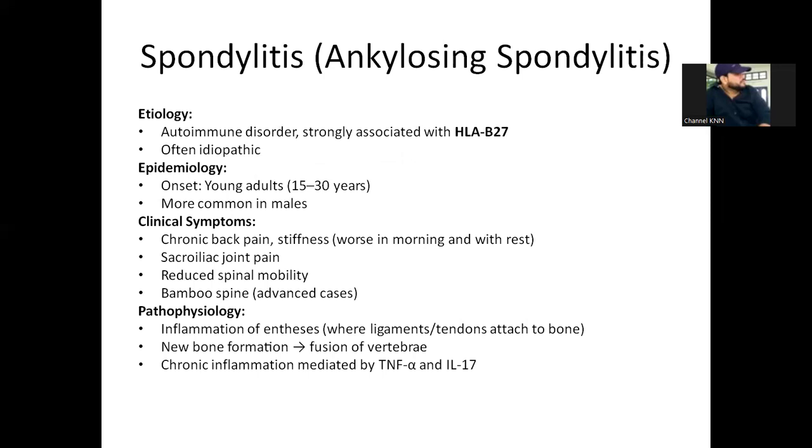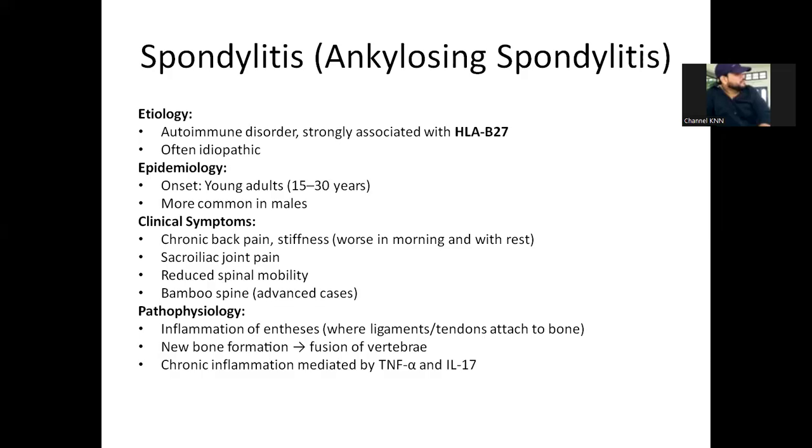It is also an autoimmune disorder which is strongly associated with a gene like HLA-B27, and it is often idiopathic. Idiopathic means we don't know the exact reason for causing this spondylitis. It comes suddenly. Epidemiology: it mainly affects young adults of 15 to 30 years of age, and it is most common in males compared to females.